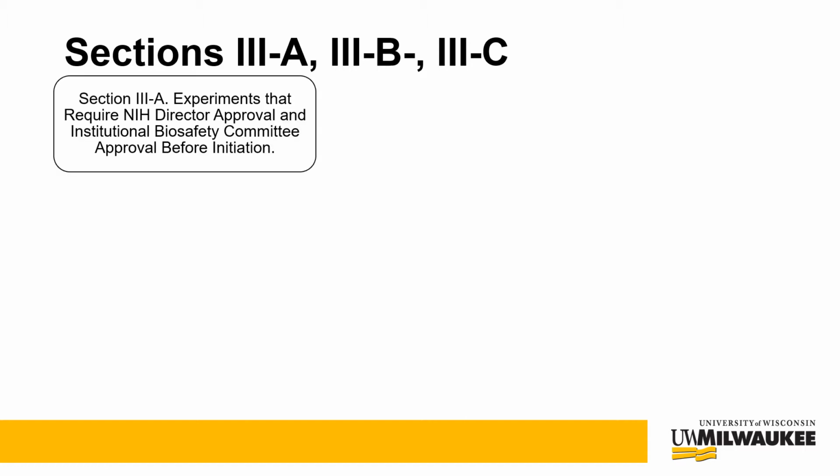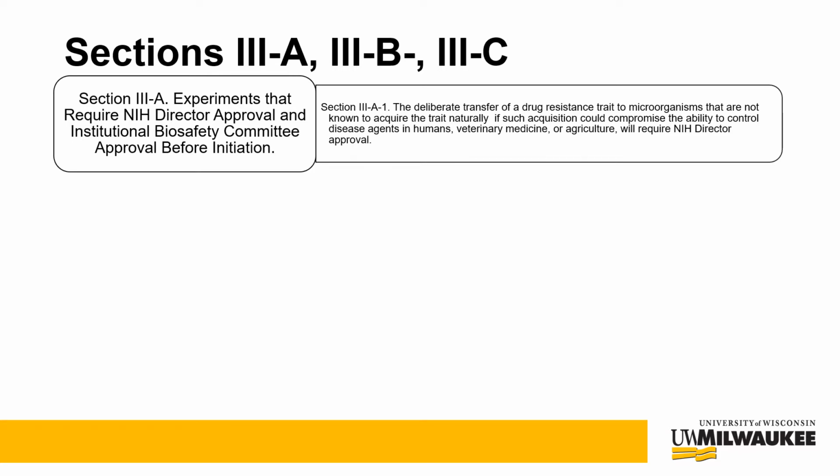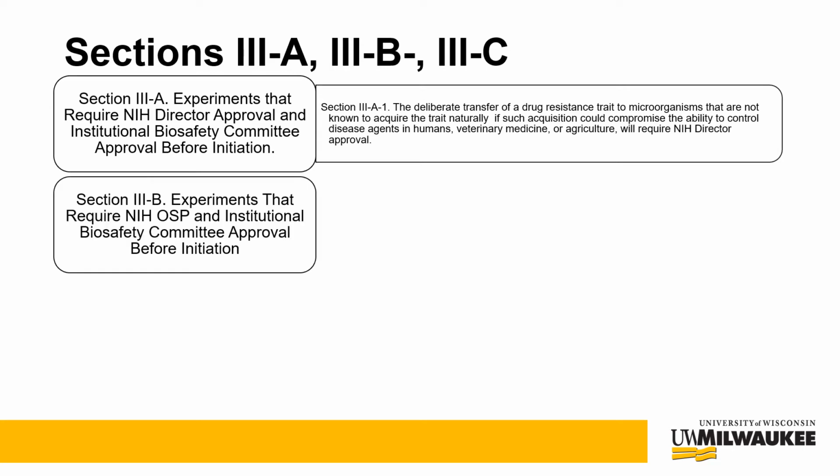Section 3A are the experiments that require NIH director approval and the Institutional Biosafety Committee approval before initiation. These include the deliberate transfer of a drug resistance trait to microorganisms that are not known to acquire the trait naturally, if such acquisition could compromise the ability to control disease agents in humans, veterinary medicine, or agriculture, and they require NIH director approval prior to any kind of initiation.